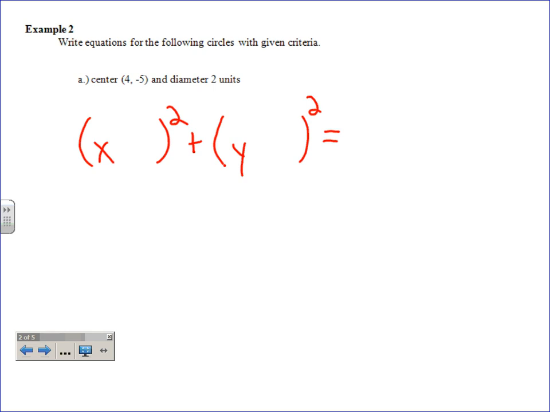And so you got to think backwards a little bit. So the center is supposed to be a positive 4. So then what has to go in those parentheses? Yeah, a negative 4, right? And then y has to be a negative 5, and so we're going to put plus 5.